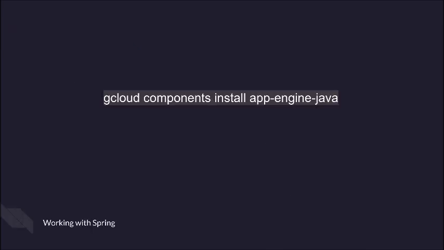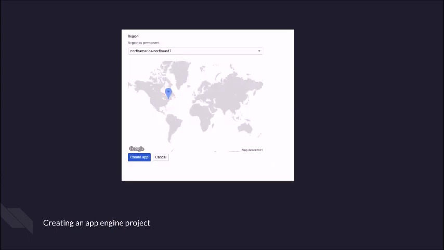So we had to enable the App Engine Java API, and this command was run within the Cloud Shell to enable that. After that was done, we moved on to the Google Cloud console to create our first project with App Engine. We set the zone to North America Northeast 1, which is located in Montreal, and it would be the closest to our users.